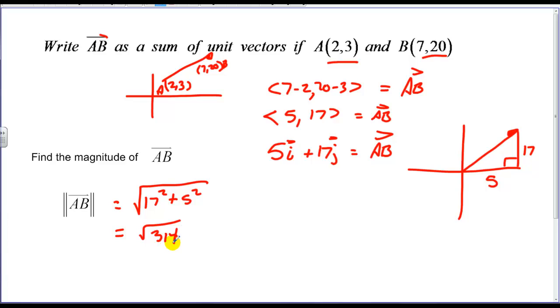We could simplify that. We could also give it as just a square root approximation, and that's going to be 17.7.